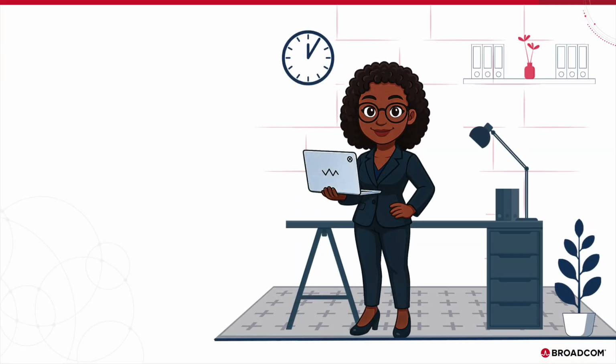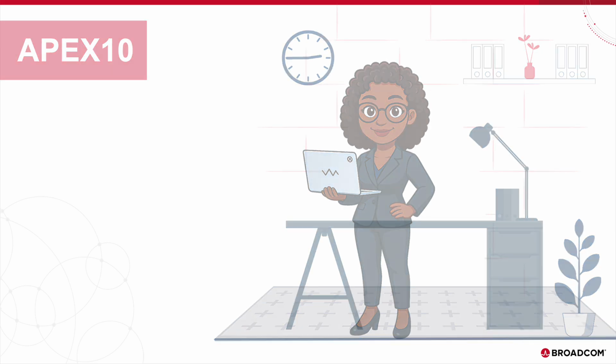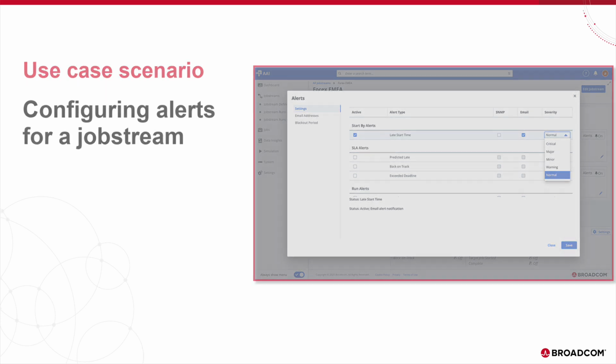Meet Andy. She's an IT operations supervisor at Apex 10, a fictitious global financial services firm. She's responsible for configuring job streams across the many schedulers she is responsible for. In this scenario, Andy needs to configure the hourly Forex transfers job stream from the EMEA region. Her goal is also to define the appropriate alerts for this job stream so that the right teams are notified whenever runs encounter critical interruptions.